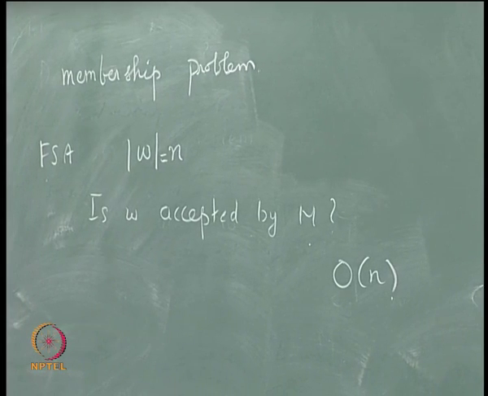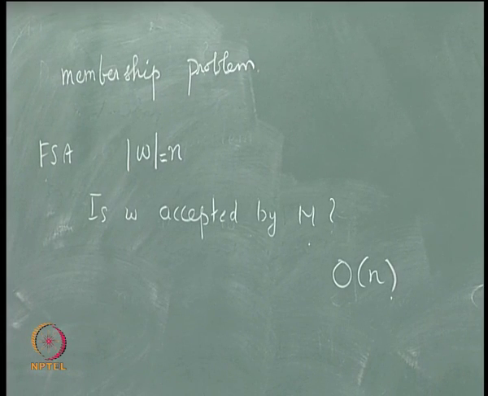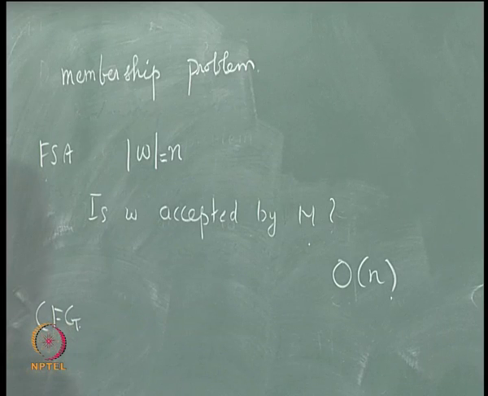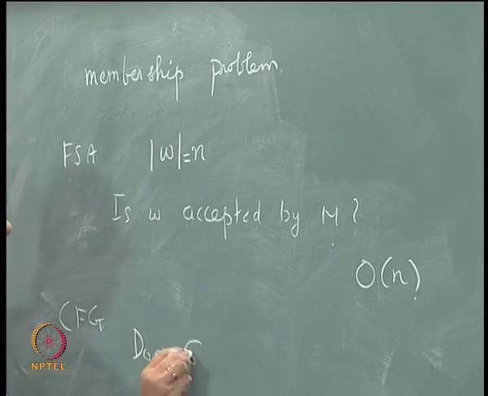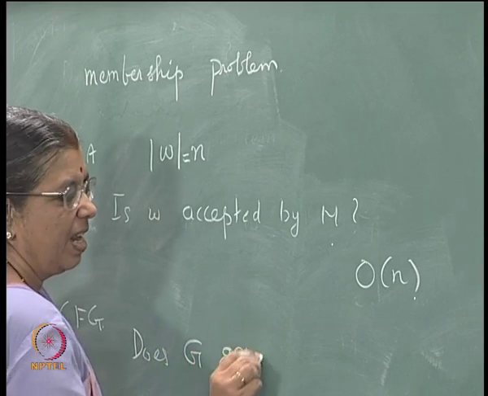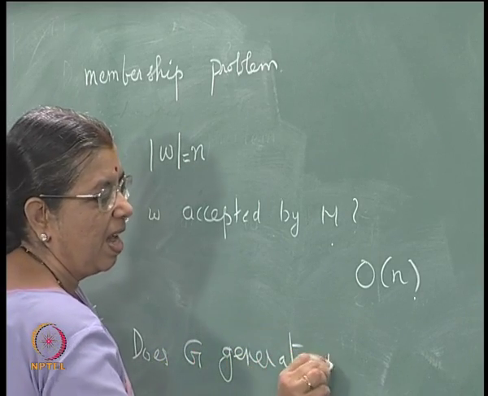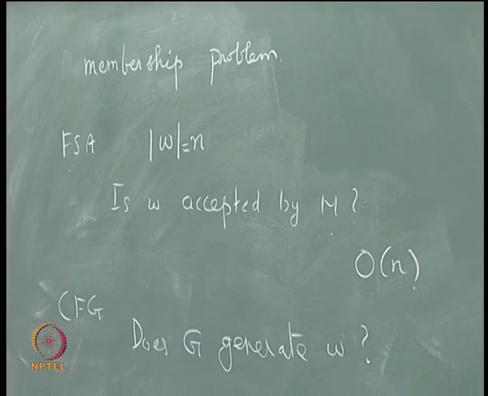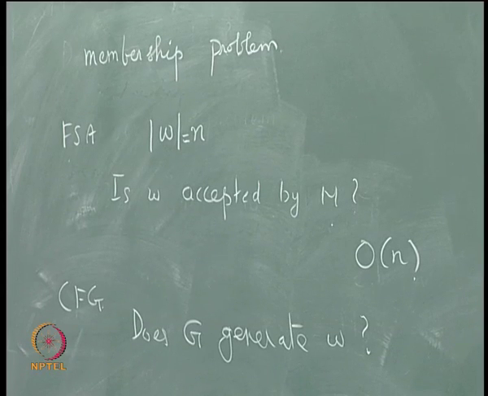The membership problem for FSA you can solve in linear time. For CFG or CFL, it is: does G generate W? This is the membership problem for context free languages.